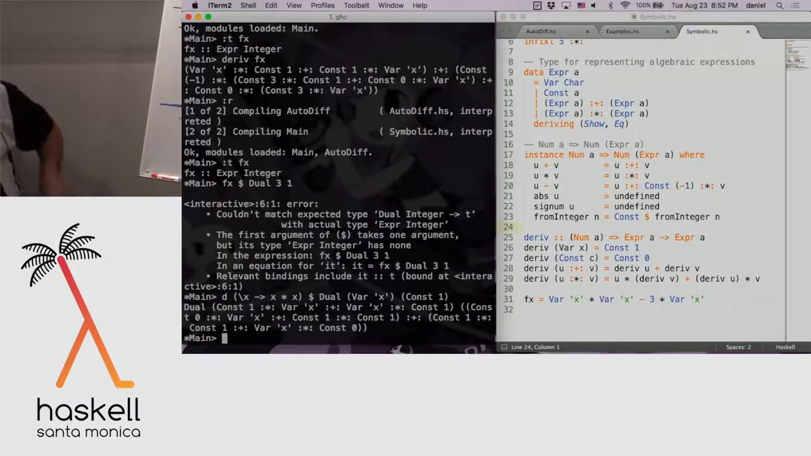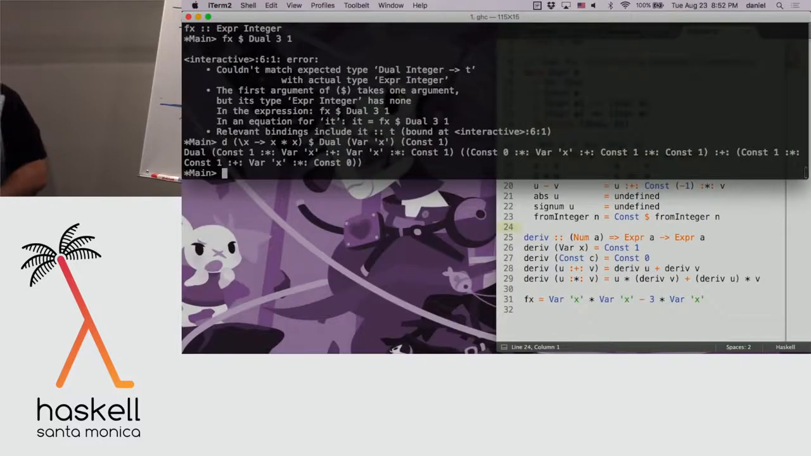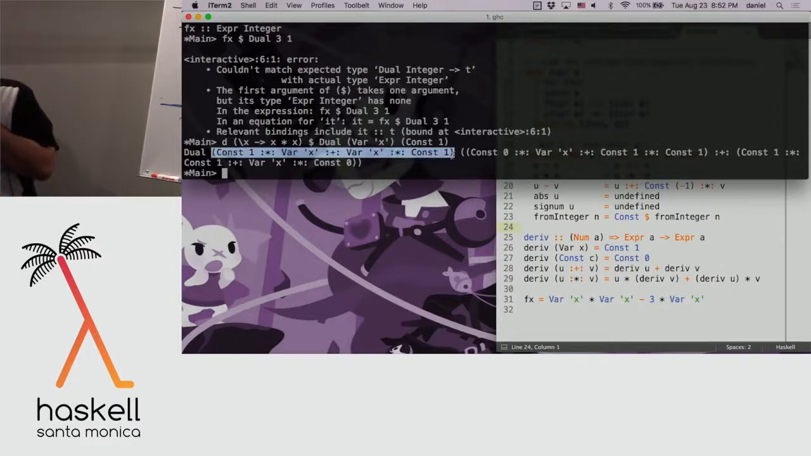Let's look at this. So we have a dual. Here's the original expression, right? Oh, this is wonderful. So this is how the machine represents our lambda. Is that right? No, it's not right.